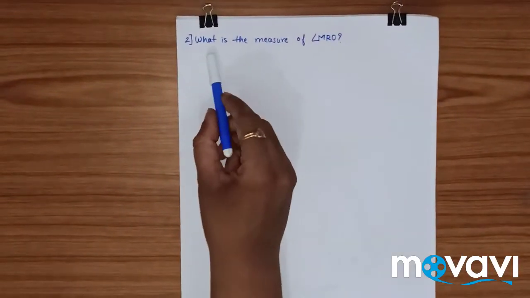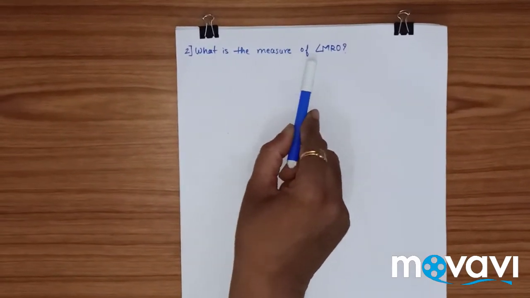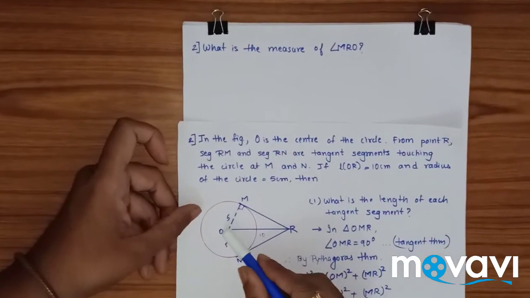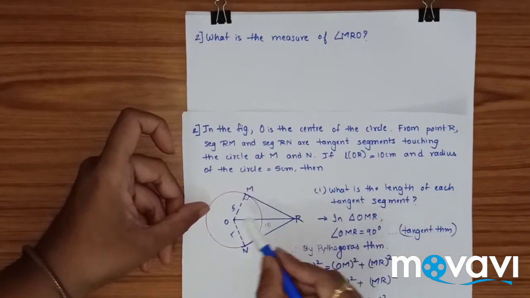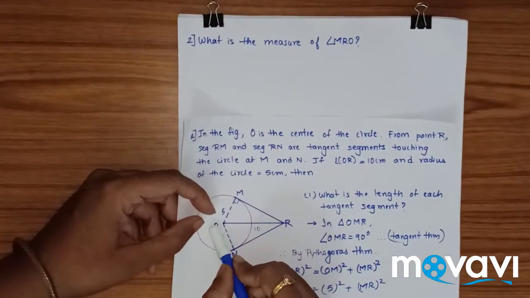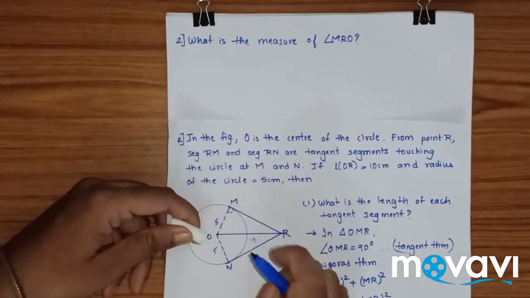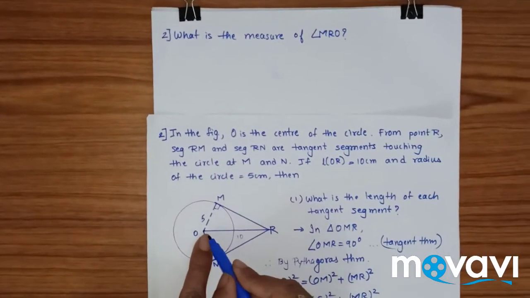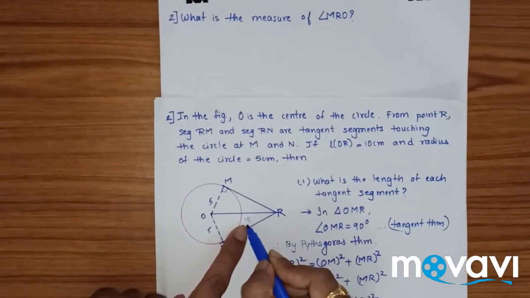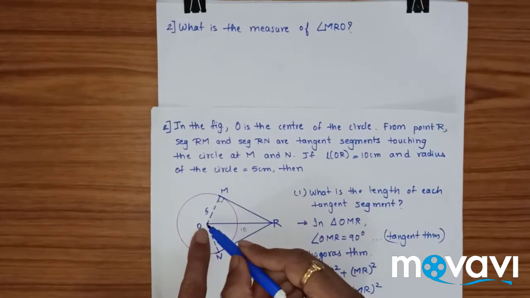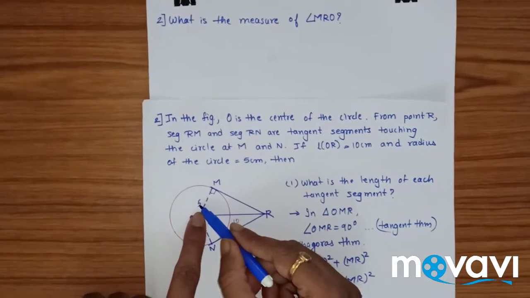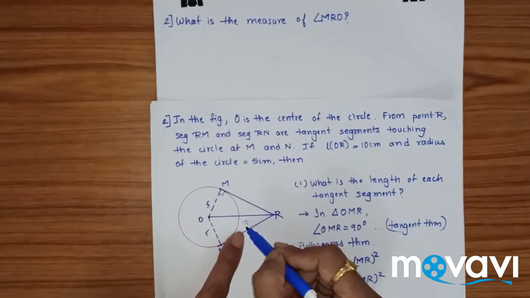This is the second sub question. What is the measure of angle MRO? This is what they have asked. What is the measure of this angle MRO? Now listen here. This is the hypotenuse. Hypotenuse is 10. OM is 5. See, what is the relation between 10 and 5? 5 is half of 10.